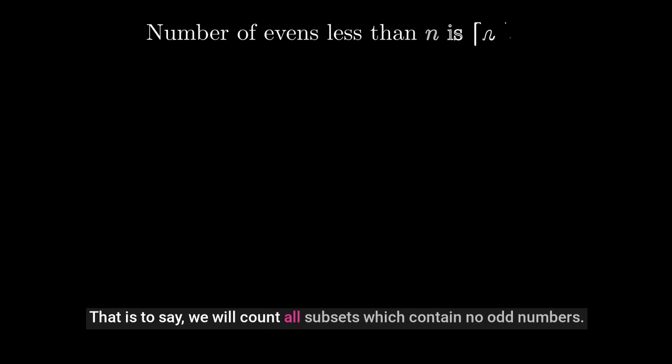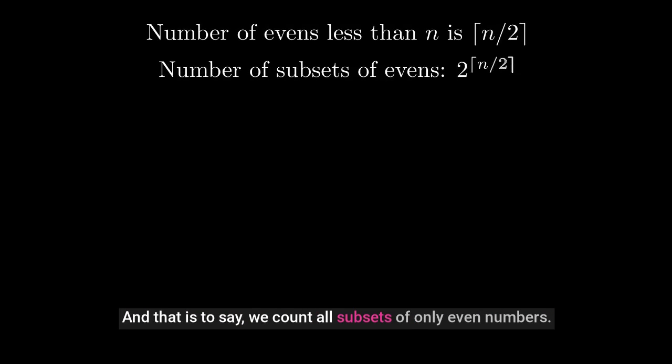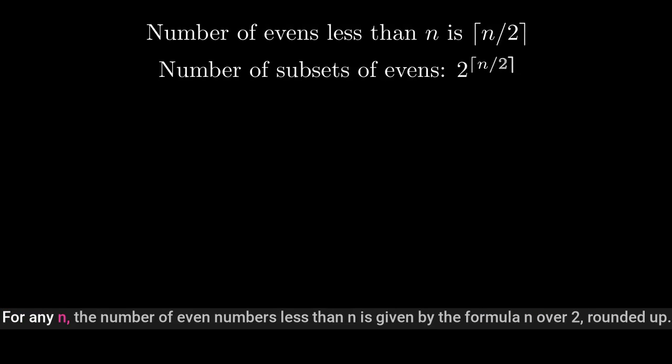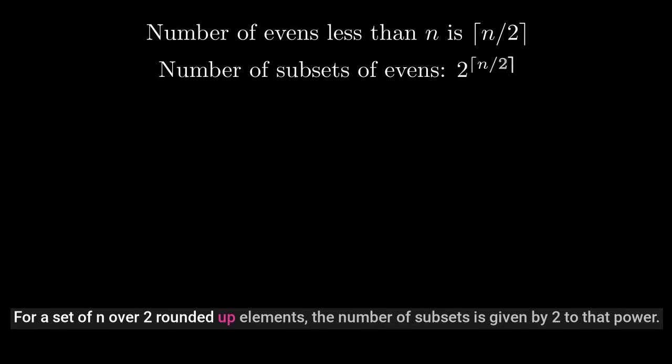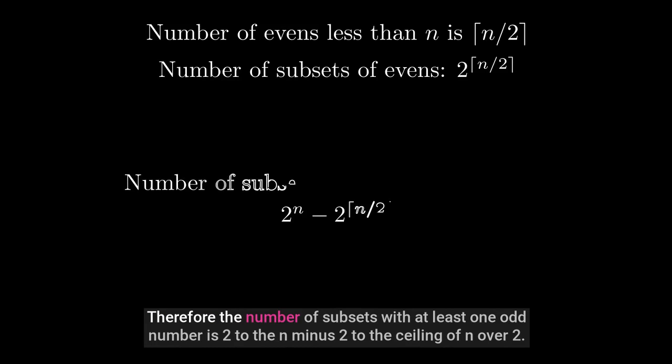Instead, we will actually find an easier solution if we count the complement. That is to say, we will count all subsets which contain no odd numbers, and that is to say, we count all subsets of only even numbers. For any n, the number of even numbers less than or equal to n is given by the formula n over 2 rounded up. For a set of ceiling of n over 2 elements, the number of subsets is given by 2 to that power. Therefore, the number of subsets with at least one odd number is 2 to the n minus 2 to the ceiling of n over 2.